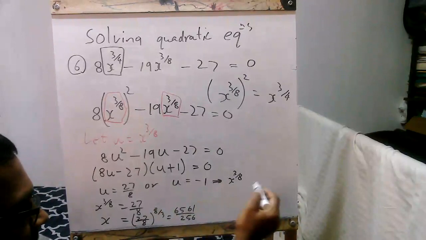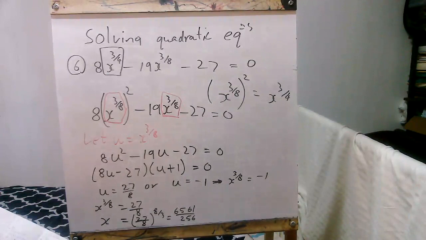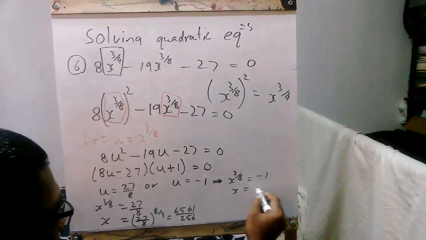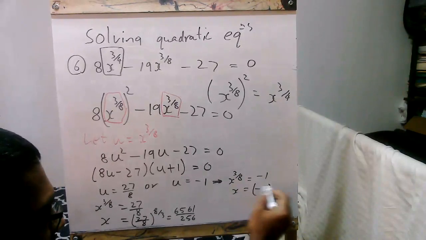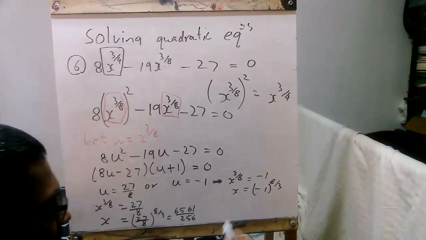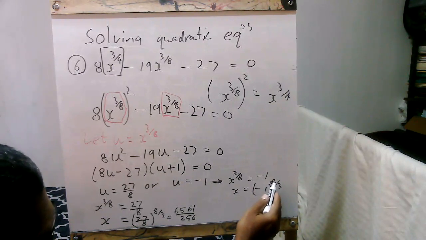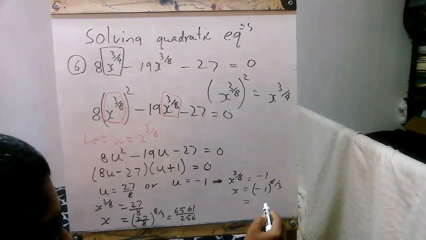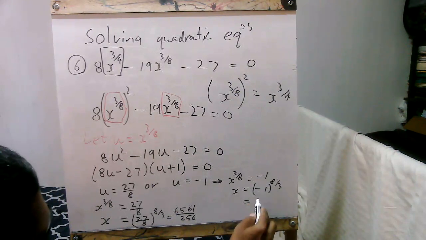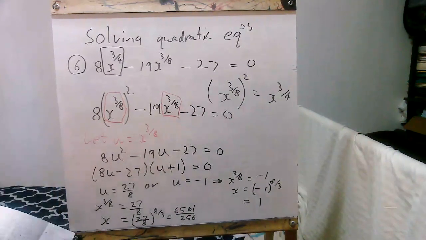u is x to the 3 over 8 equal to -1. X equal to -1 to the power, we do the same thing, 8 over 3. This is an even power, 8, therefore this should be +1. Getting 1/3, it doesn't matter, it is still +1. Okay.